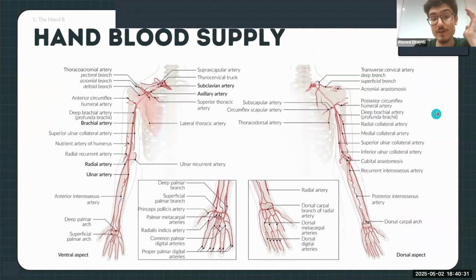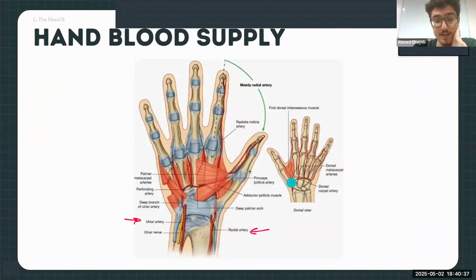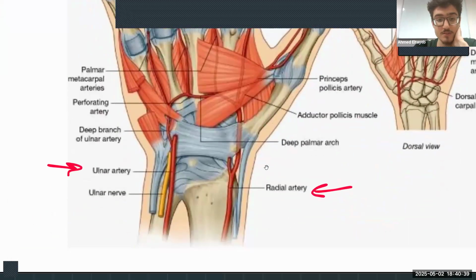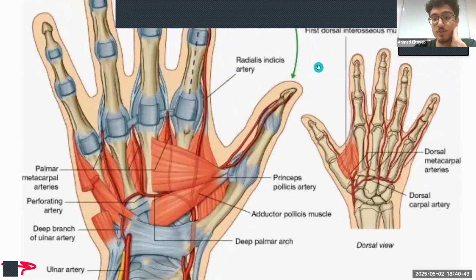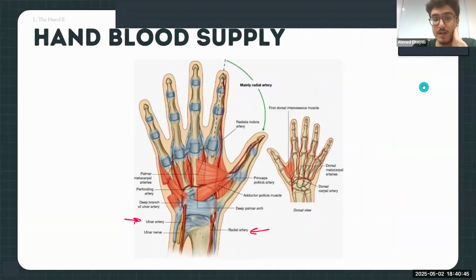This is all the upper limb blood supply. Indulge in this as much as you want. And over here, we can see a lot of the muscles, the radial artery, the ulnar artery. You can see the branches and so forth. And lastly, let's see what's remaining.